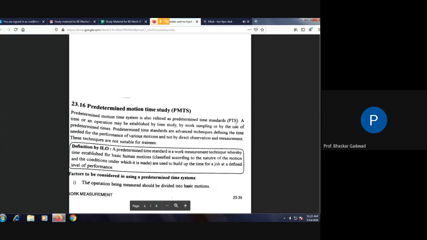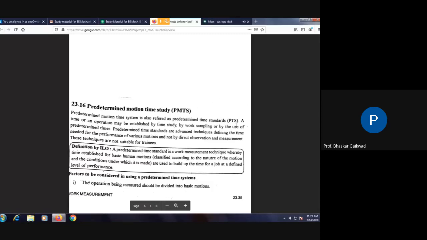That time for an operation may be established by time study. It means we have to set the time to complete an activity by using time study, work sampling, or predetermined times, where data related to that work already exists. So by three ways we can establish the time: one, time study; second, work sampling; and third, predetermined time. Predetermined time standards are advanced techniques for defining the time period for performance of various motions, and not by direct observation and measurement.